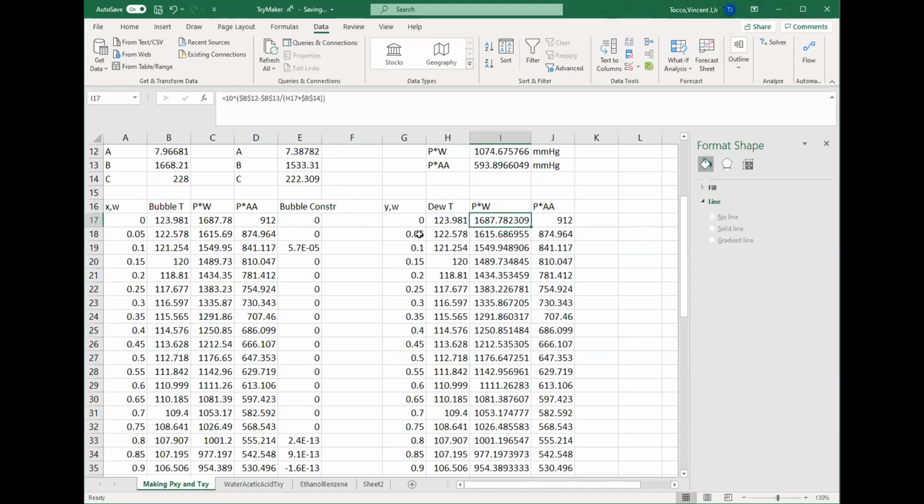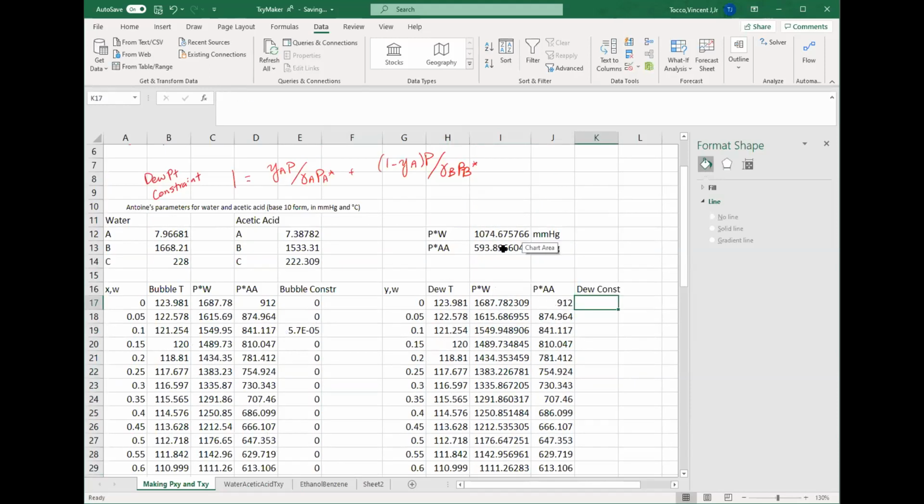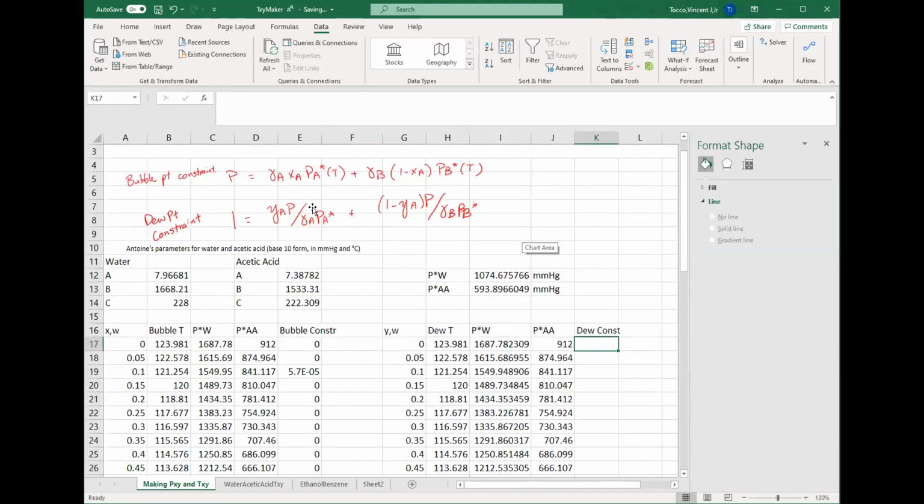All right, and the benefit of copying this over is that I still maintain my formulas for my vapor pressures. But now I need a dew constraint column. So I need to solve this equation in a similar way. And I'm just going to bring everything over to the other side again. So my dew constraint is equal to 1 minus YA times P, which is 912 millimeters of mercury, divided by vapor pressure, minus 1 minus Y water times 912 divided by vapor pressure of acetic acid.